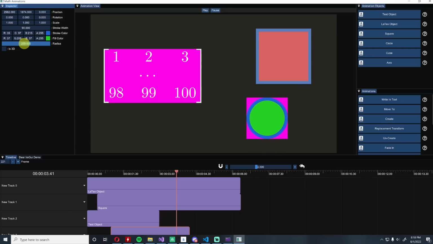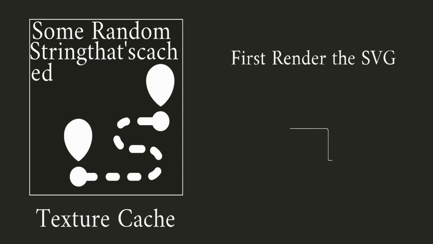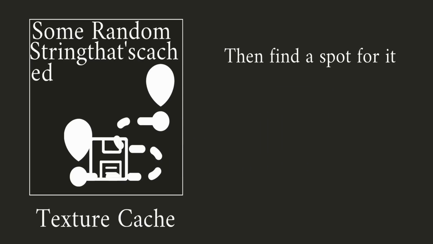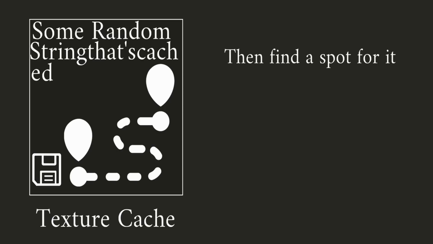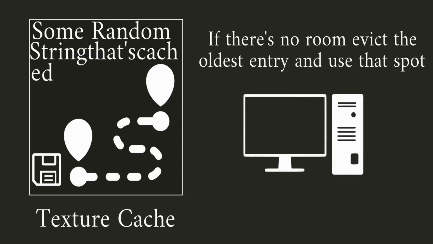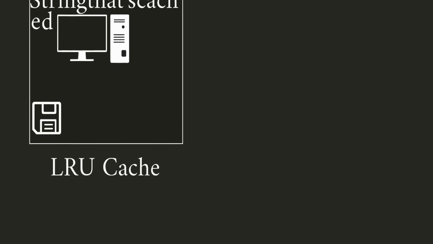Second, I created a cache that would render the SVG to a square in the texture, then reuse those texture coordinates in the future. If it's passed an SVG that isn't in the texture already, it evicts the oldest cached SVG that's big enough to fit this new one, then it draws the new SVG over the old one's spot. This is called an LRU cache, or least recently used cache. This still doesn't solve my problem of animating SVGs though.